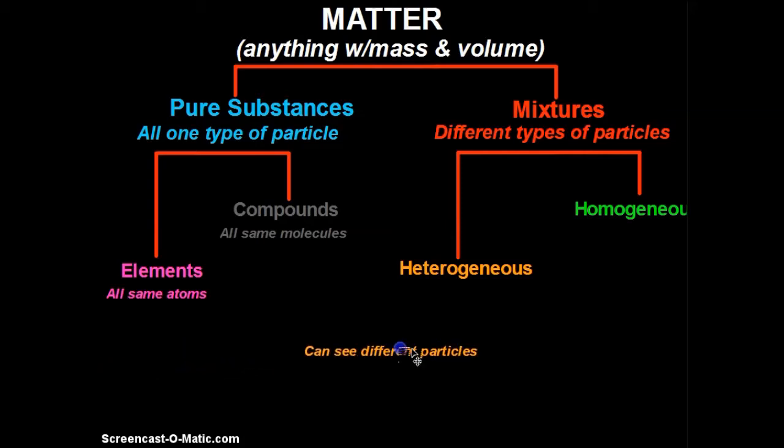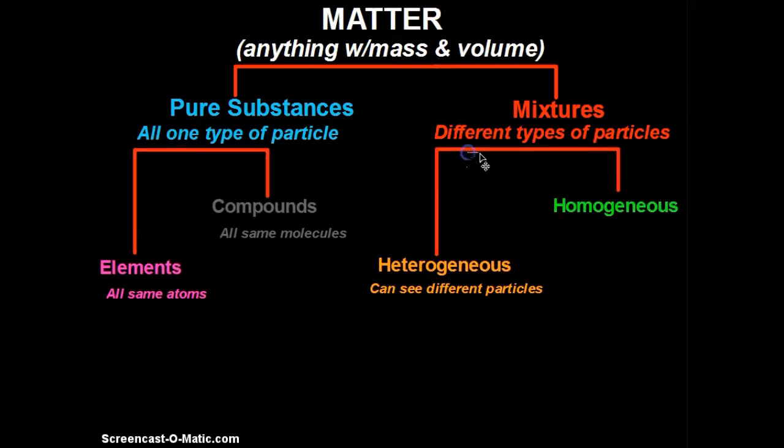Heterogeneous means that you can see the different parts. If you look at the different parts, you can see the different particles there. You can physically see them. In a homogeneous mixture, you cannot see the different particles. You know that there's different particles there, but you just can't see the difference from one particle to the next. They all look the same.